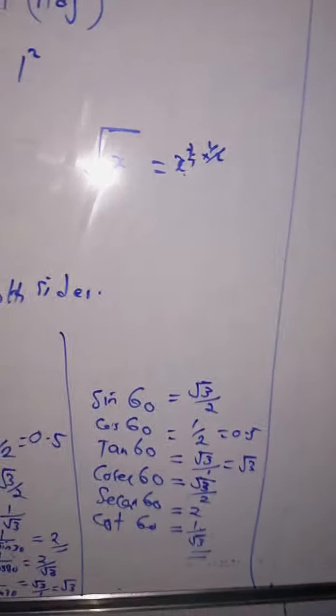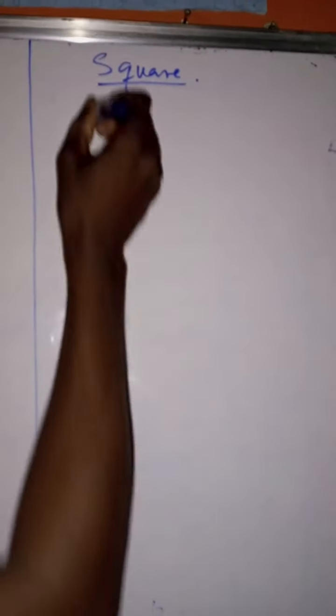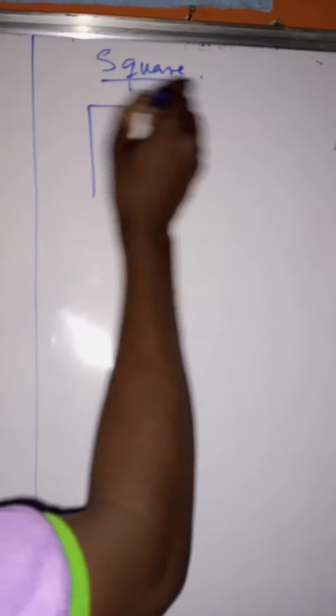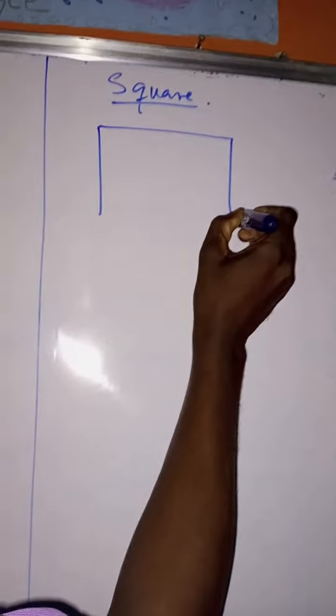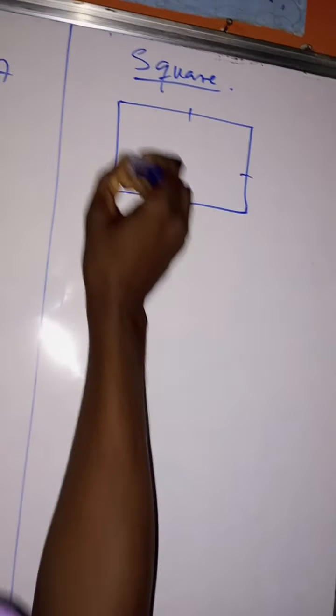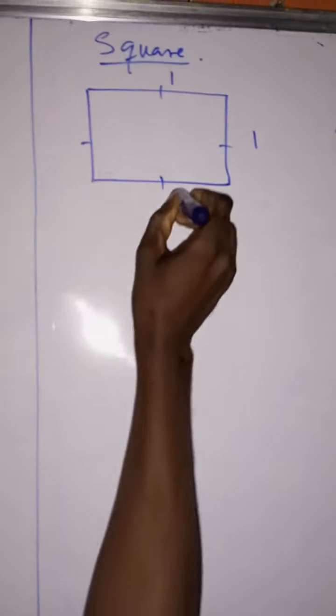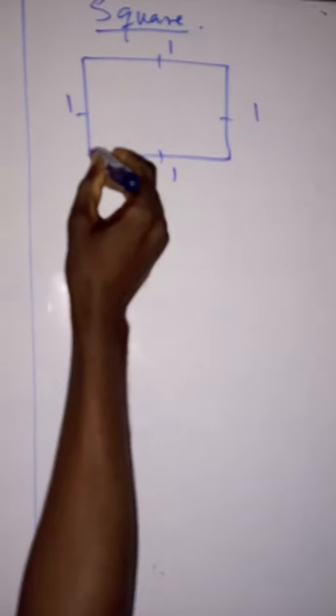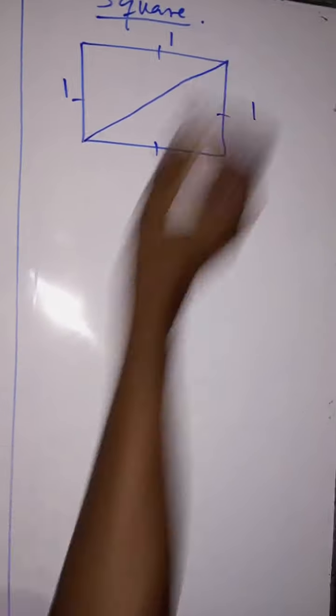Now let's quickly move to how we get 45. 45 is gotten from a square. When we say a square, the square is in this form. And of course, you know a square has all its dimensions equal. So we say this is 1, 1, 1, 1. Now we draw a diagonal in it.